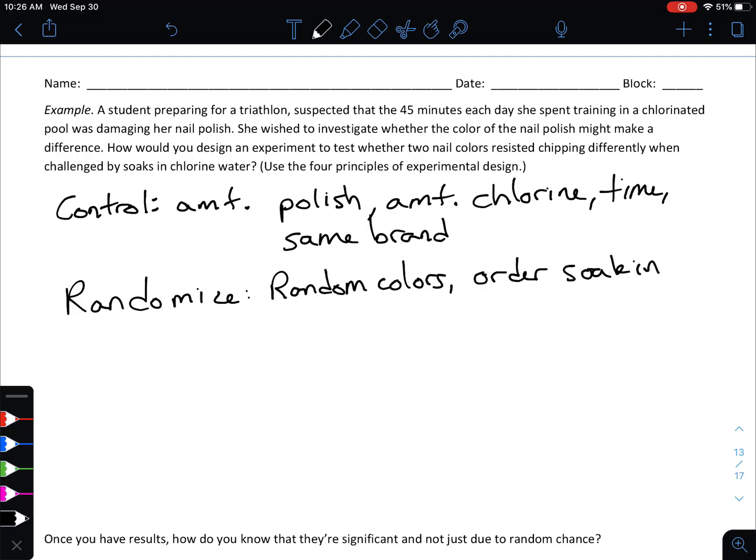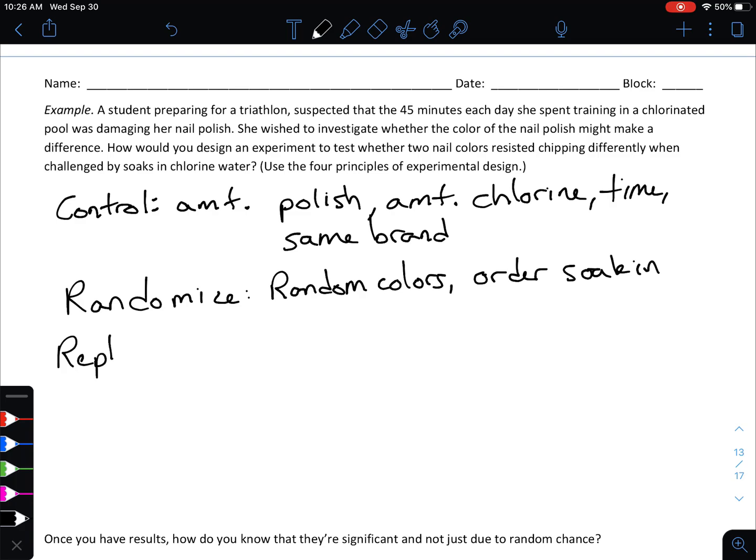In fact, that's a big one, is that the order that you go in should be something that's going to be variable between the different times that you do it. So maybe you use one nail polish color first this time, but then you use it second the following time, or vice versa, and you kind of alternate when they get to go first versus second.